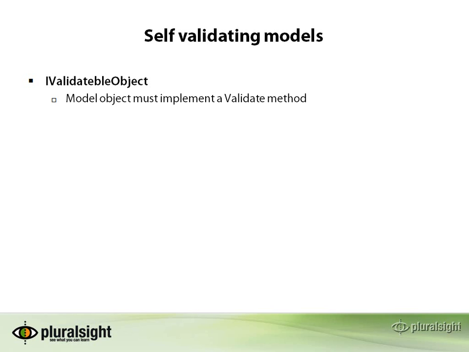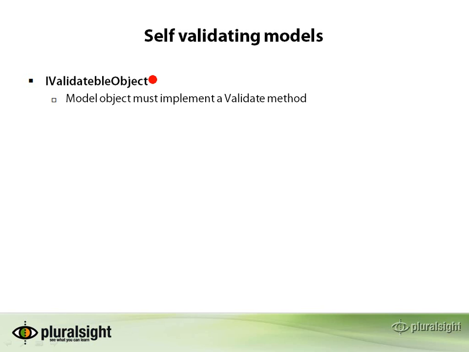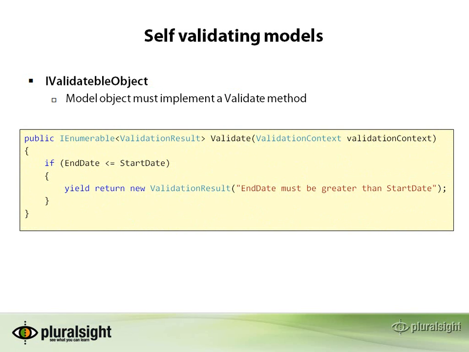Another validation feature introduced in MVC 3 is the concept of a self-validating model. A self-validating model implements an IValidatableObject interface that will force you to implement a Validate method on your model. That Validate method receives the same validation context parameter that you would get if you put the logic inside of a custom validation attribute.